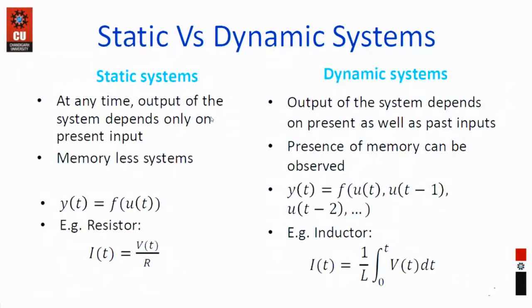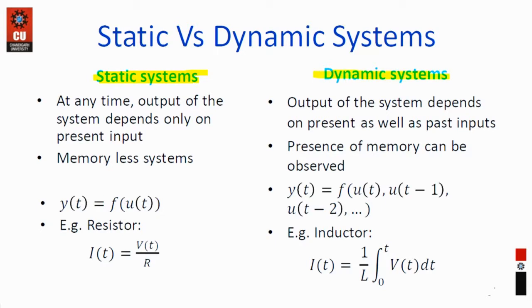Similarly, if we move forward, let me know if you still have any doubt. Moving forward, the second type is static system and dynamic system. Again, it's not that complex. Static is one which depends upon a particular interval of time only, meaning at present only.